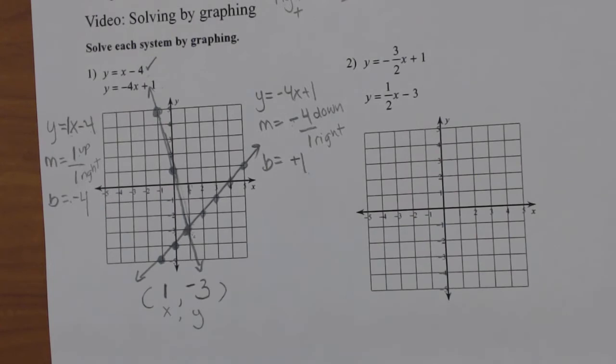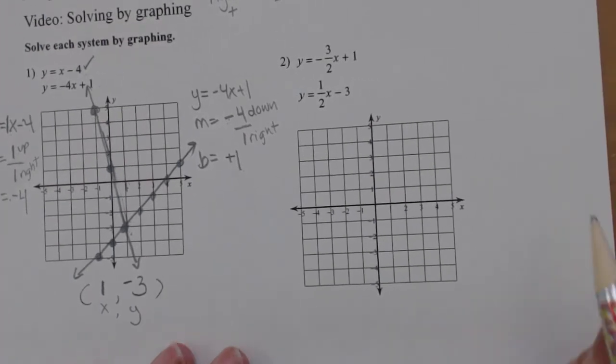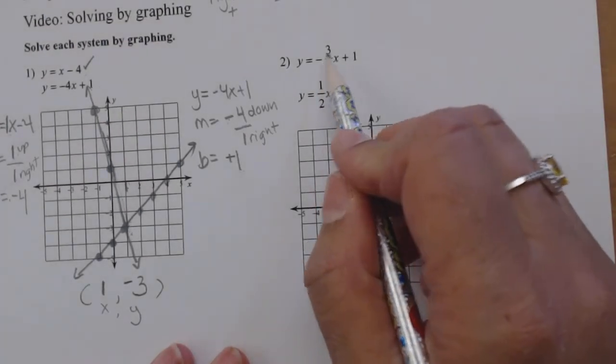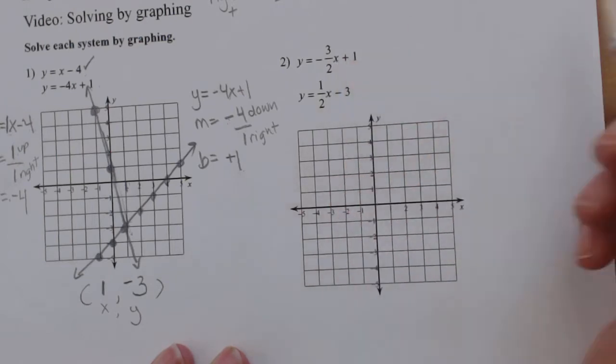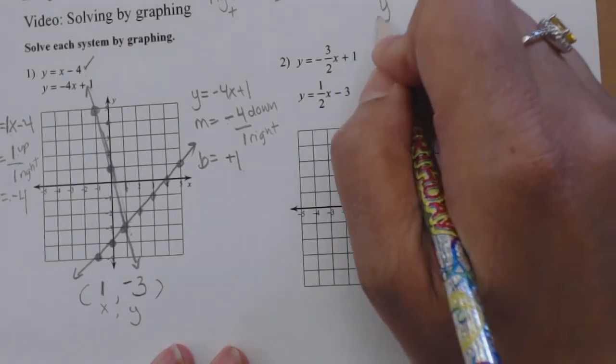Now, I would originally have you check this, but I want you to first be able to graph it and get that ordered pair. Then, on another one, I might have you check the solution to make sure it works. So let's go on to the second one. The second one is y equals negative 3 over 2x plus 1. We're going to graph that one first.